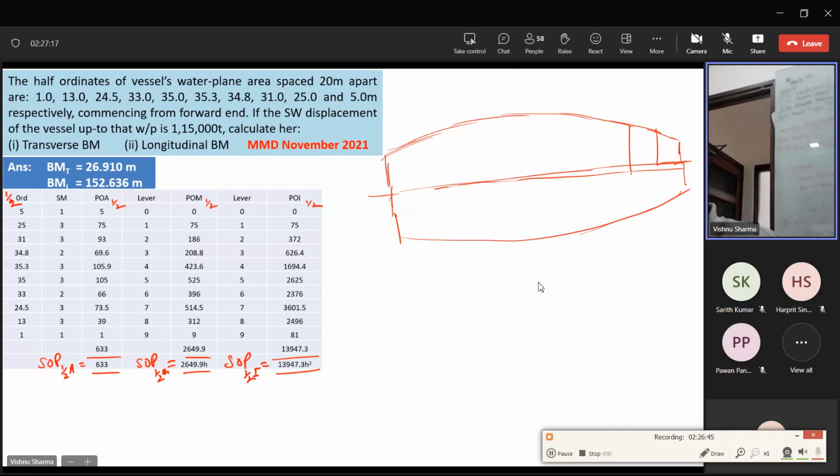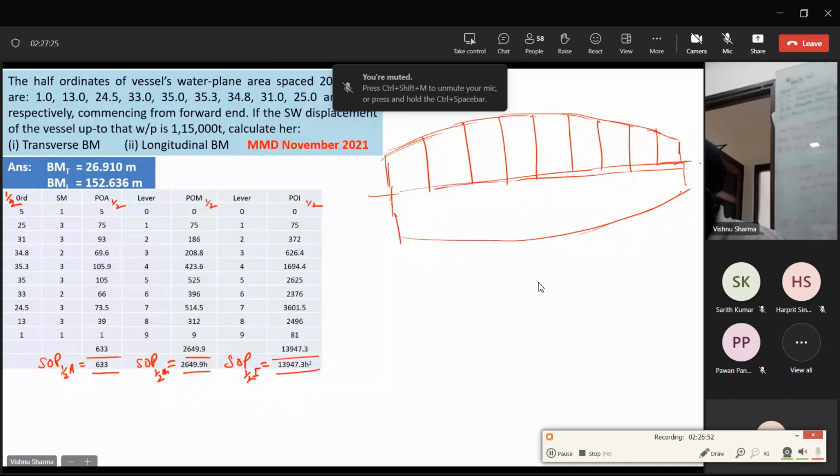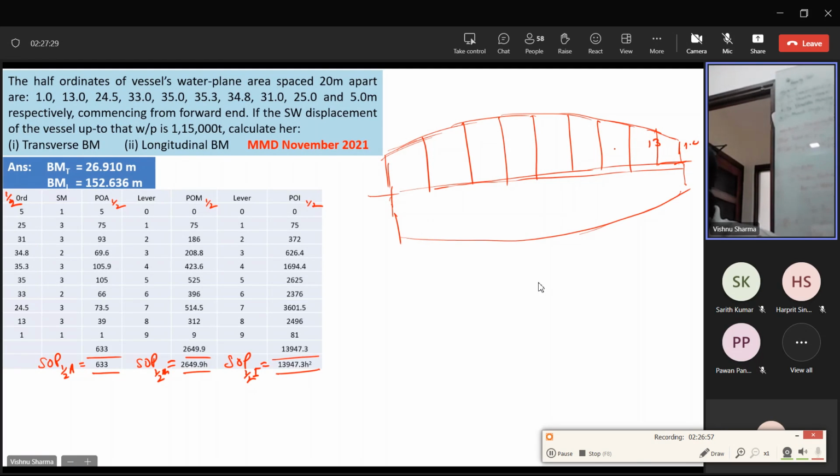Two, three, four, 5, 6, 7, 8, 9, 10, 13, 34.5, 33, 35, 35.3, 34.8, 31, 25, 5. Guys, everybody happy with the table or any questions before we solve it?